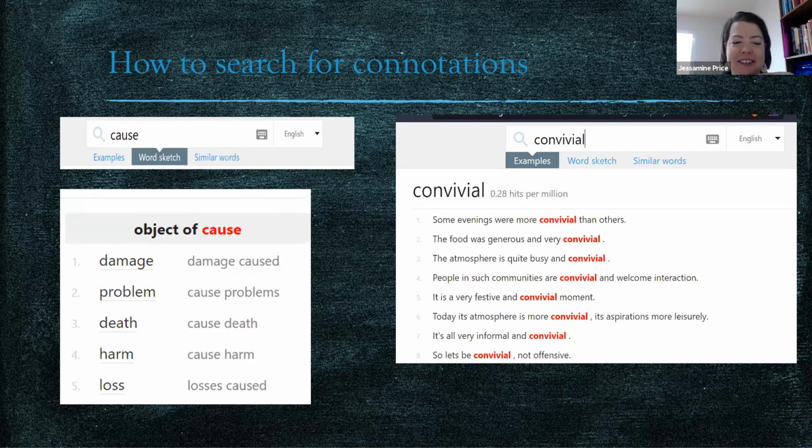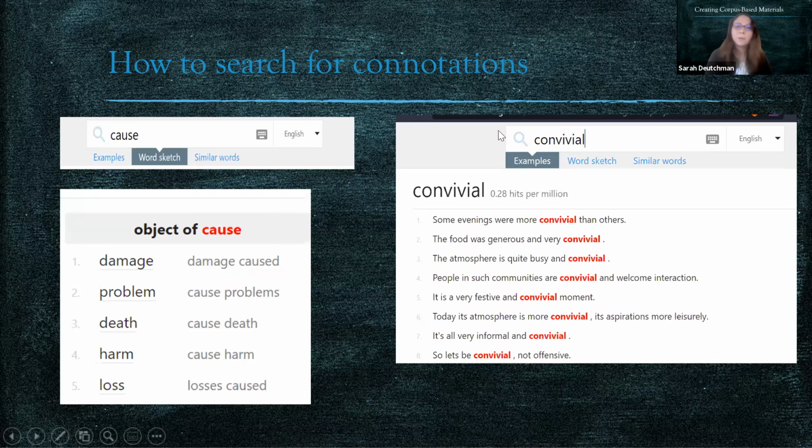Positive. But you've got to be positive, yeah. Yep, exactly, it's positive. So kind of a happy type thing, right? And you can see other words that are associated with it are festive. You can see generous is also a positive word. And here, number 8 would probably be the easiest way to understand the meaning. Let's be convivial, not offensive, meaning let's be nice to each other, I guess.